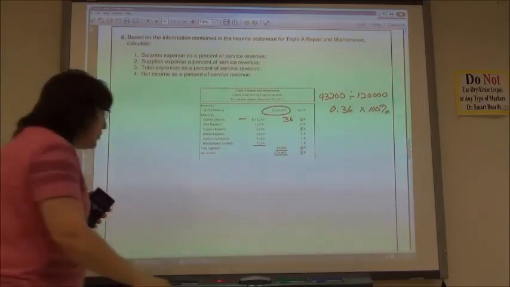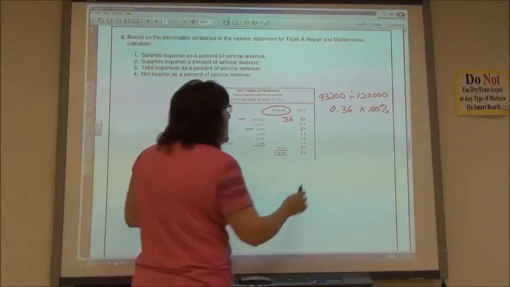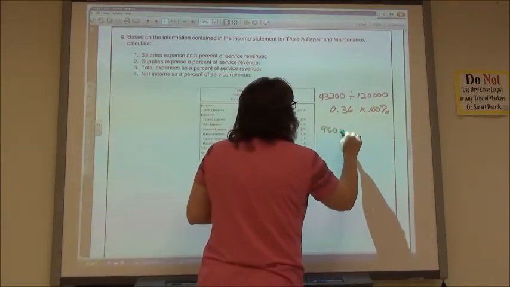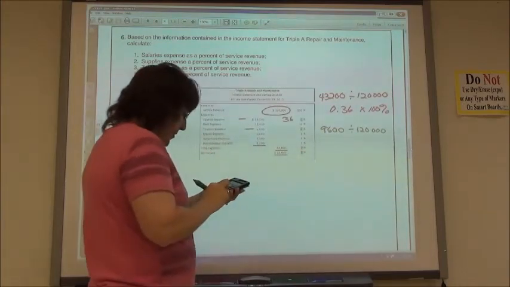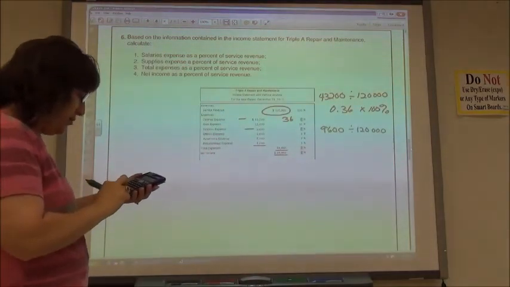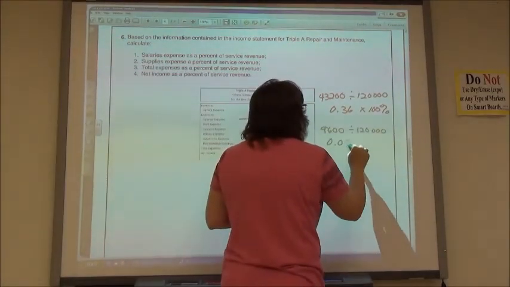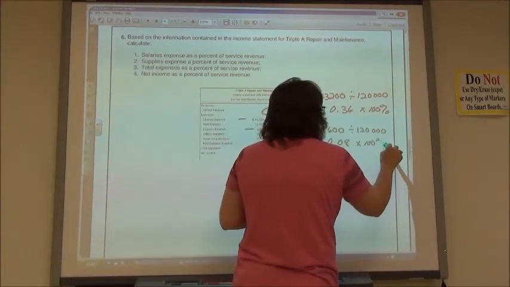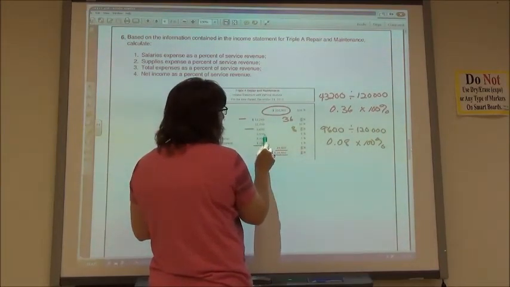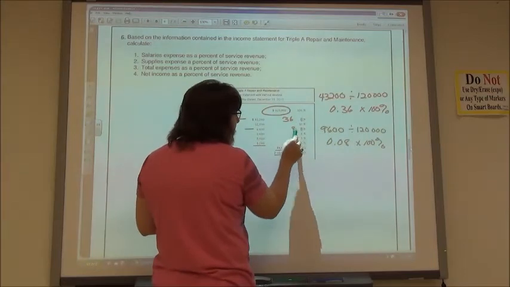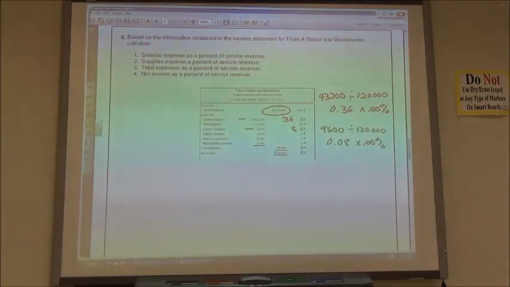And then we're going to do the supplies. So the supplies, 9,600. 9,600 divided by 120,000. 9,600 divided by 120,000 gives me 0.08 as a percent. So that's going to be 8%. Notice right underneath there was 9,600, the same number, 8%, 8%, right? They should be the same percent. So we know we probably did that one right.